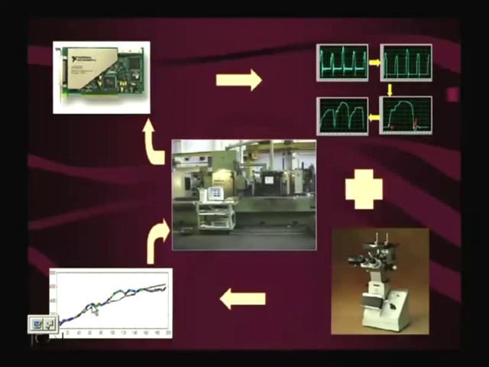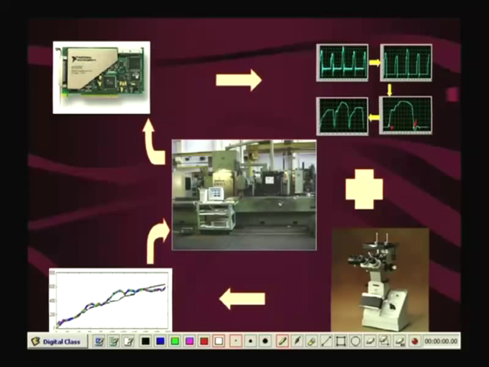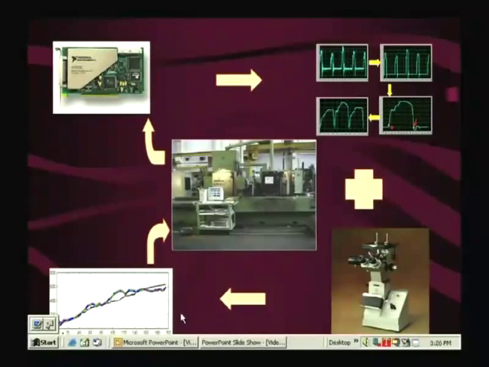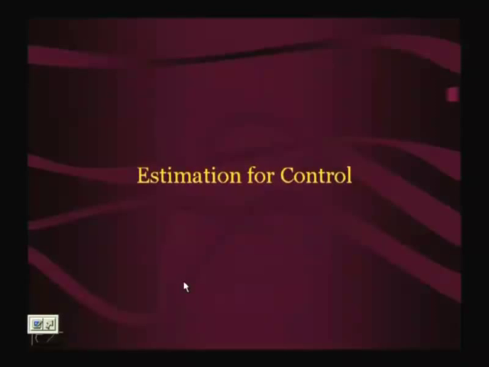So that closes this. This is a picture where we had actually taken our setup to a factory, and we had done some measurements, and we could estimate the tool wear there. Now we discuss another small case study, which is estimation for control.